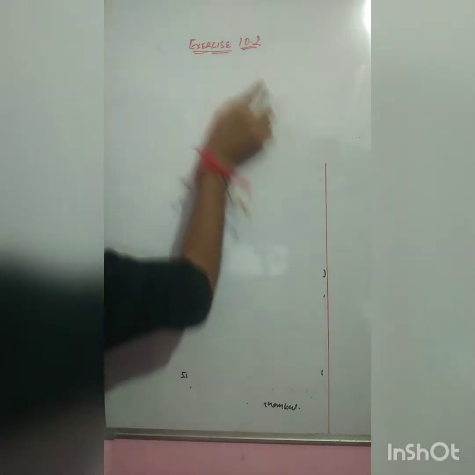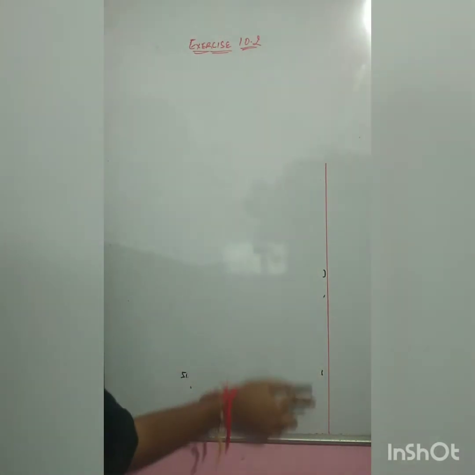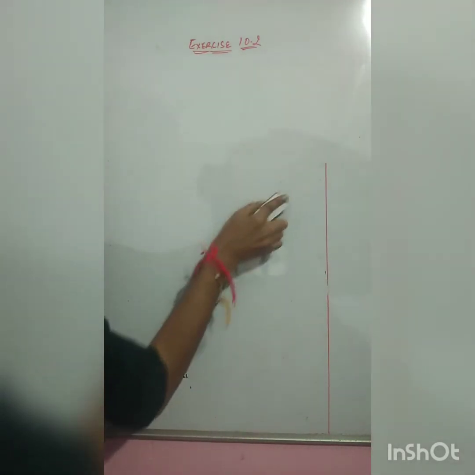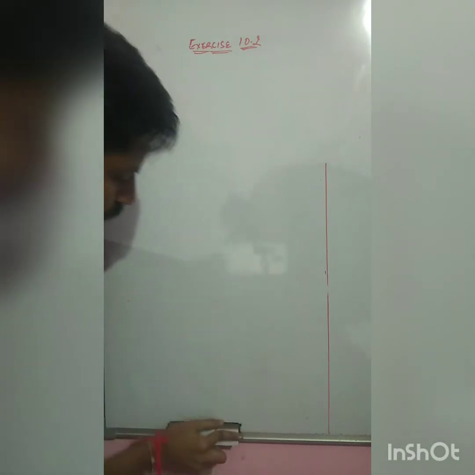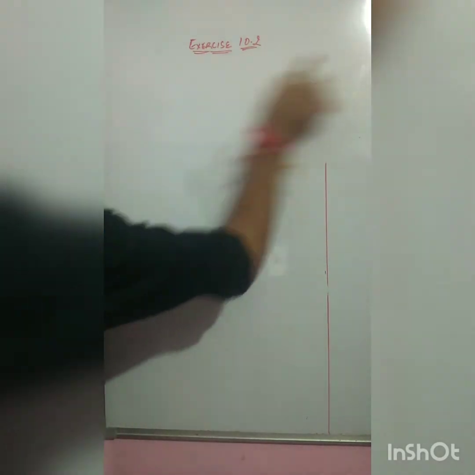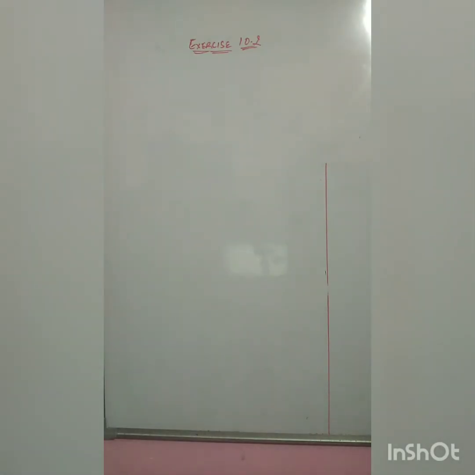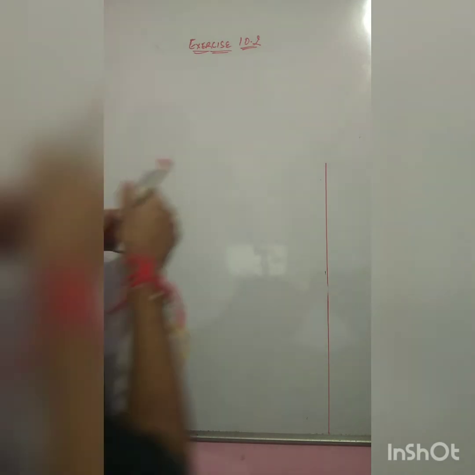So question number 9. In question number 9 we are given that there are two parallel tangents drawn to a circle, XY and X dash Y dash. Let's have the diagram there.